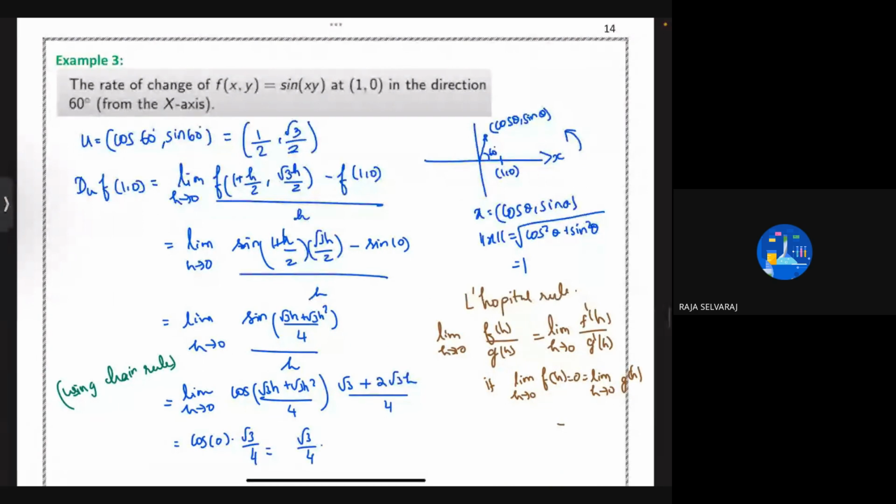Lavanya ma'am has solved this using the limit formula. When I tried to solve it with the directional derivative formula, it is coming root 3 by 2. You tried using the gradient, right, with cos 60, sin 60? Yes, sir. With the gradient, it should work. The rate of change of the function sin xy at 1 comma 0 in the direction of 60 degrees from the x-axis. So the unit vector is this.